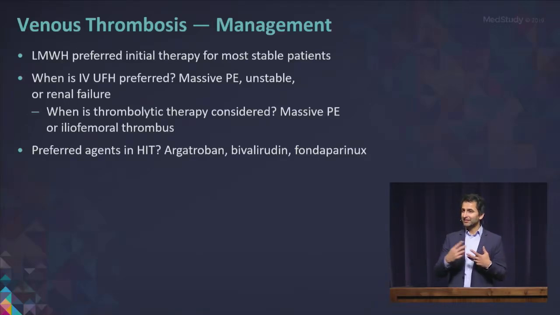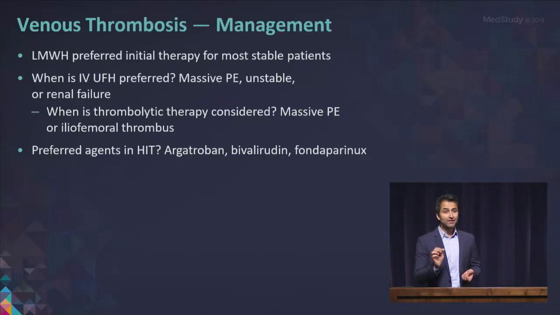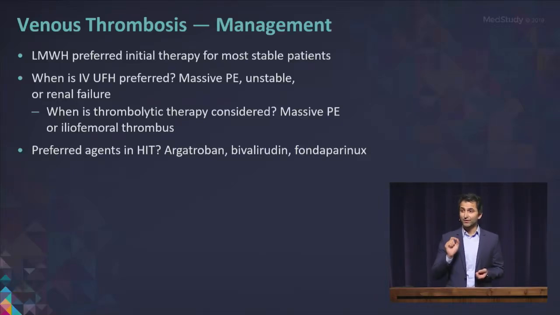Initial management of DVT, PE: low molecular weight heparin is a great drug. You might consider IV unfractionated heparin in somebody who's got a massive PE, somebody who might require surgery, or somebody who has renal failure. You should remember that thrombolytic therapy like TPA can be considered in a patient with a really massive PE where they have hemodynamic compromise and right heart strain. And so when you've got a patient with PE and they're going downhill fast, think about thrombolytic therapy. That's going to be your best answer.